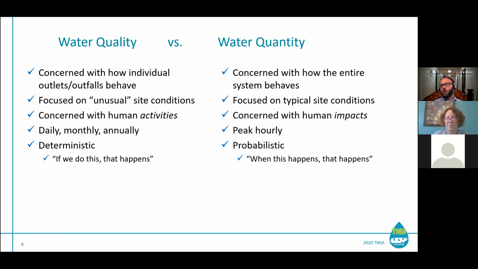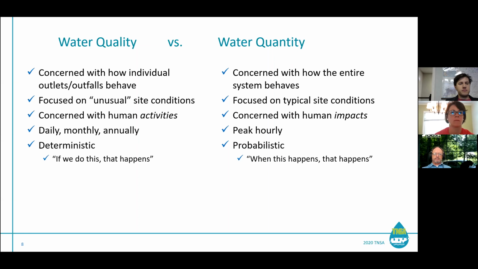And in water quantity, we need to know about the entire river that the outfall, or that non-point source, point source stuff is going into. We need to know the entire basin, so we want to know about how the entire system behaves. And in water quality, oftentimes we're talking about unusual site conditions.